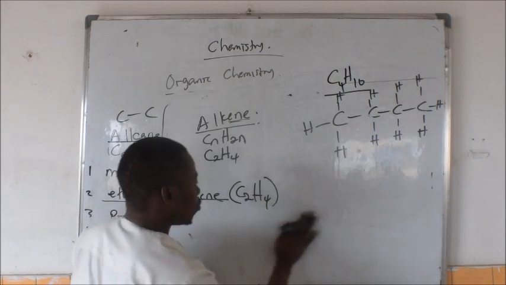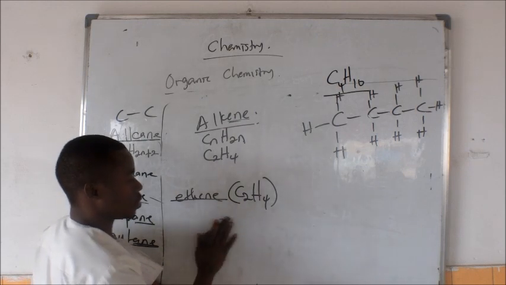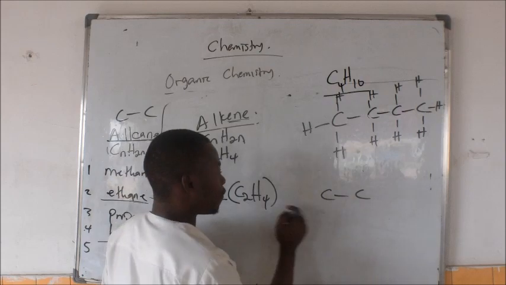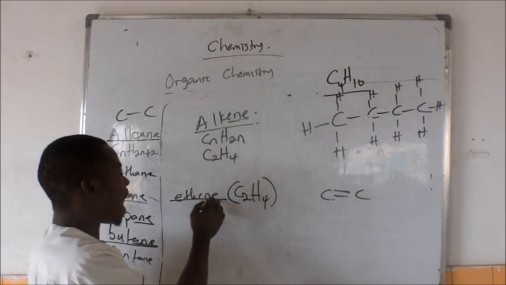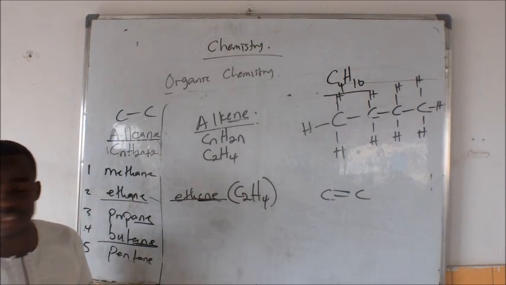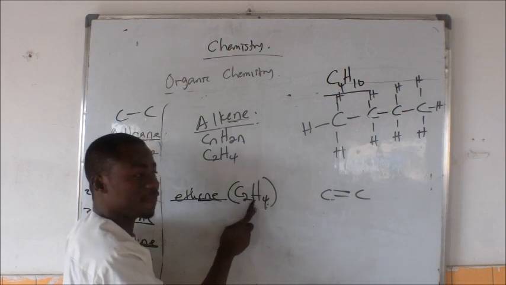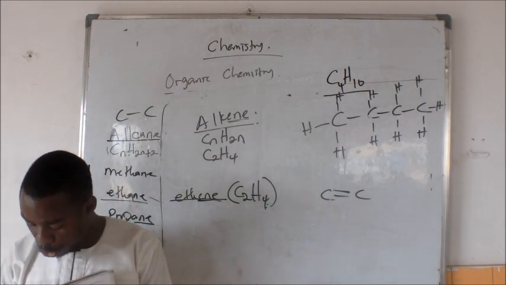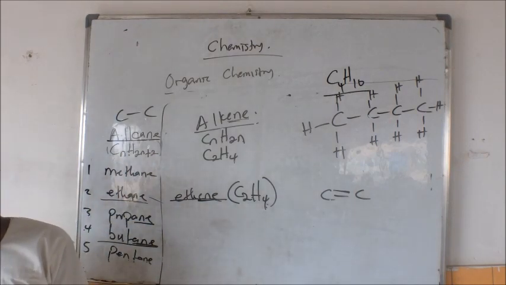Now, this is what we are going to do. How many carbon do you have? 2. Carbon to carbon, but at least you must have a double bond between carbon to carbon, because this is what is making them alkene. Are you getting it now? Now, the remaining hydrogen, which is now 4, you distribute it. When you are distributing it, you have to make sure that each carbon is surrounded by 4 bonds.